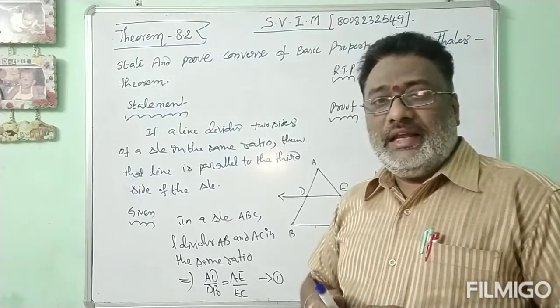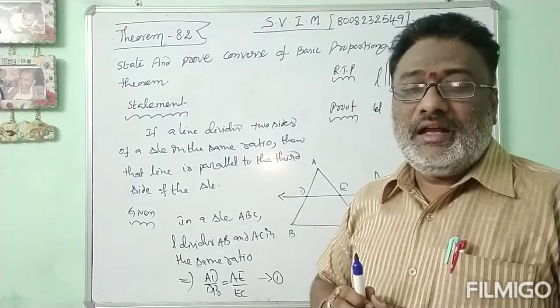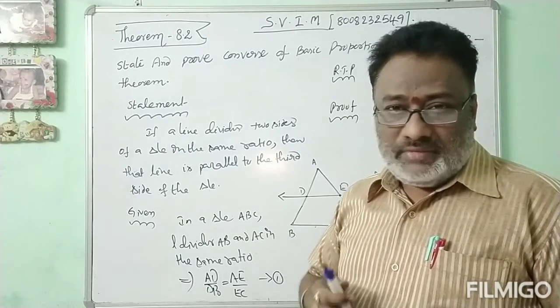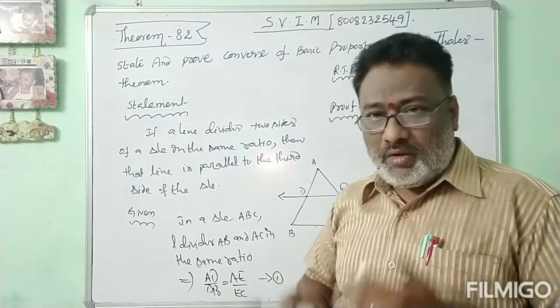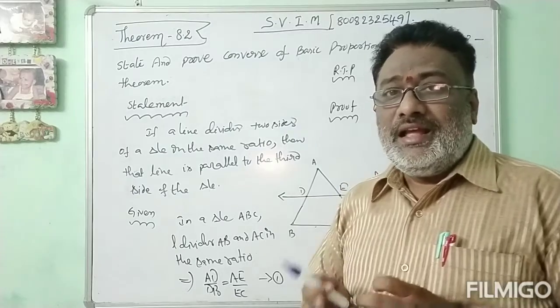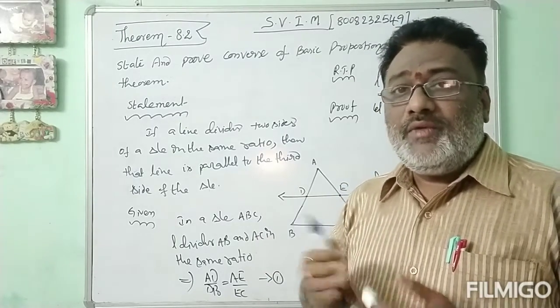But if it is not L, then some other line would exist there other than L. That one we also need to think of. When we assume L is not parallel to BC, there should exist one more line other than that L. That one we need to create.